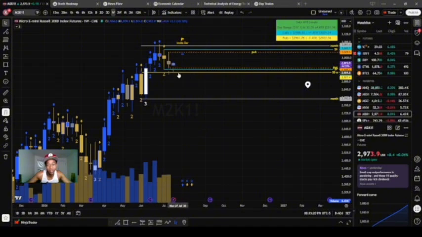So if we get below this 50% fib level, then price can either come down to right here. So be on the lookout. I'm bearish based off the monthly, but price can also pull back, reverse, reject, and shoot back up. So be on the lookout. Look for confirmation for M2K.